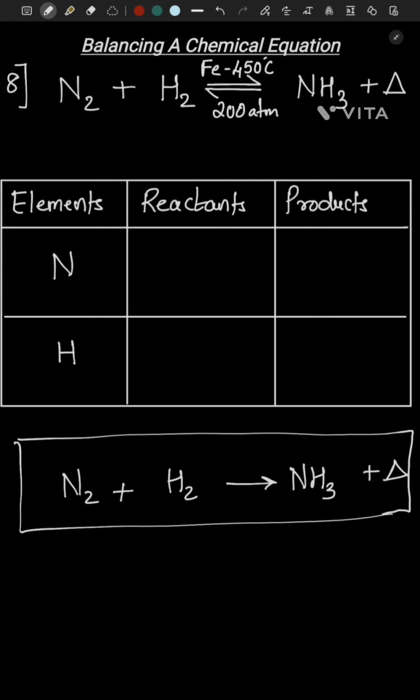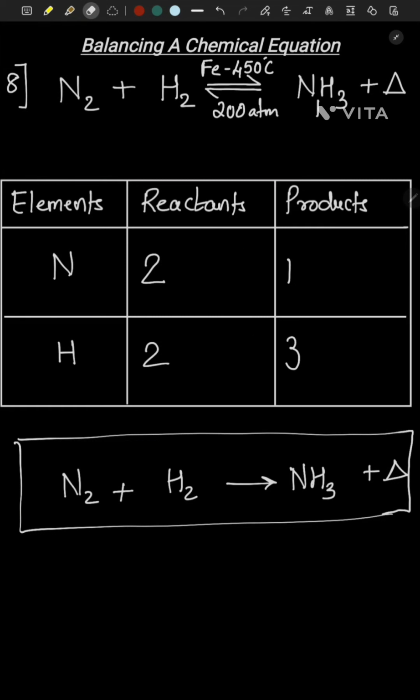Let's try to check whether the given equation is balanced or not. So we have the first element as nitrogen, second as hydrogen. Now the number of nitrogen atoms on the reactant side is 2. Number of nitrogen atoms on the product side is 1. Number of hydrogen atoms on the reactant side is 2. Number of hydrogen atoms on the product side is 3. When we compare the reactant and the product side of each one of them, we find they are not equal. It means nitrogen is not balanced, and even hydrogen is not balanced.